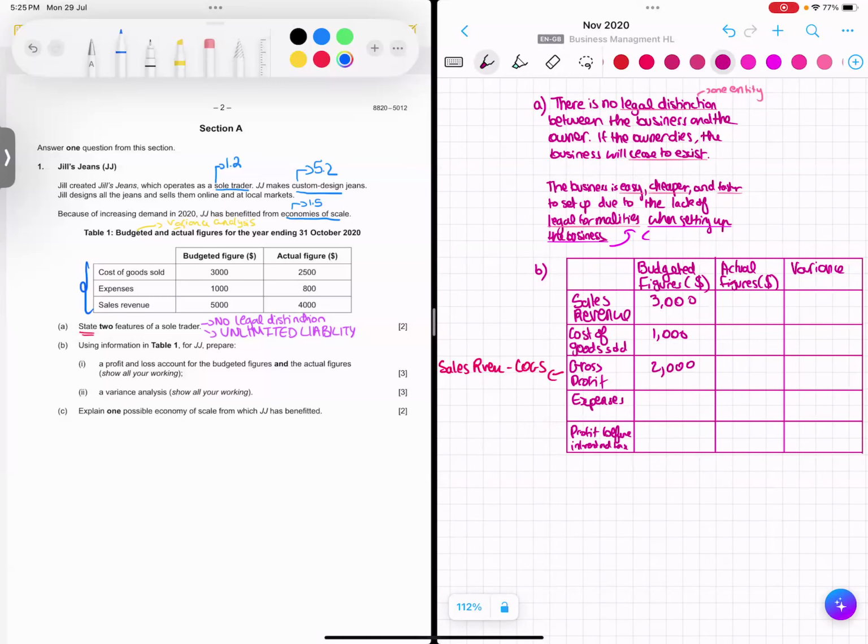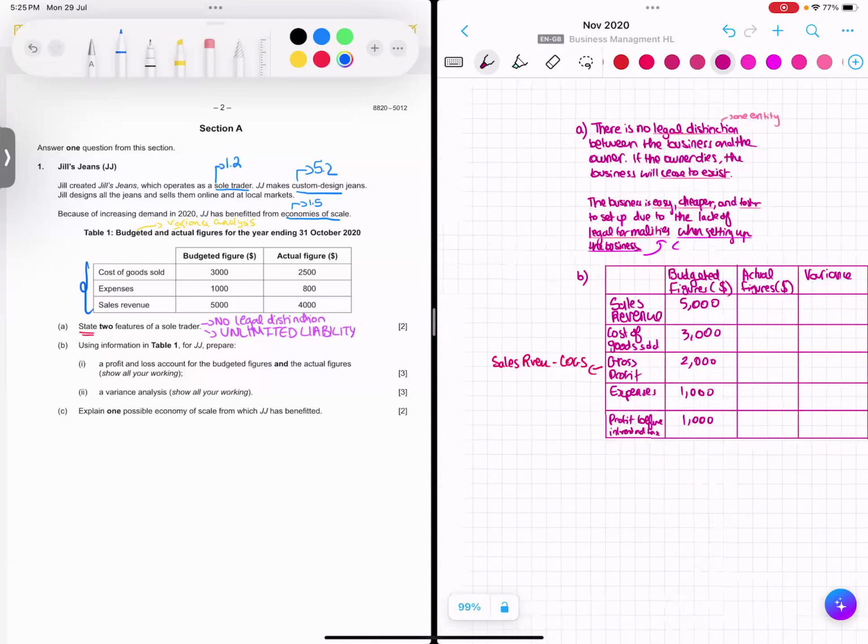Oh guys, you see what happened? This confused me. So sales revenue actually is 5,000. Then you have cost of goods sold 3,000. So what's your gross profit? Your gross profit is 2,000, guys. Okay, sorry, you see the numbers flipped me. So you remember, you have to look at them properly, guys. Expenses is 1,000.